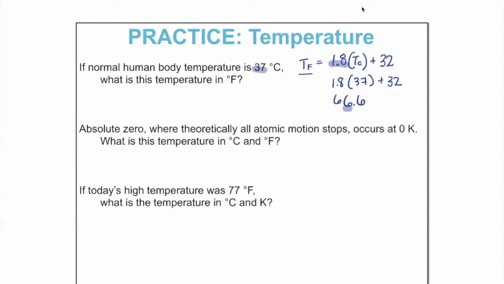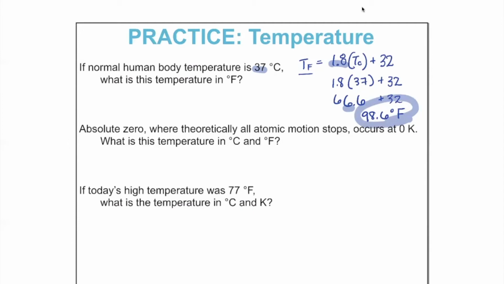So this place right here is where we're going to ultimately round to, but we got to leave the 0.6 there so we can do the calculation correctly. So then if we have 66.6 and we add 32 degrees to that, we end up with 98.6 degrees Fahrenheit. And although our significant figures say that we should round that to 99, we all know 98.6 is the normal body temperature of a human being.